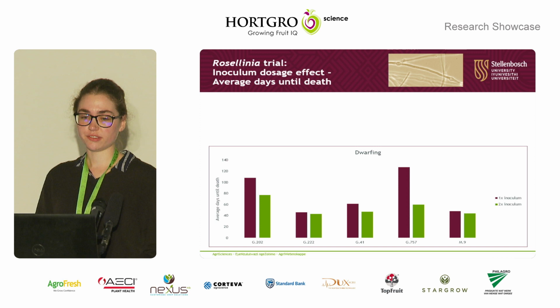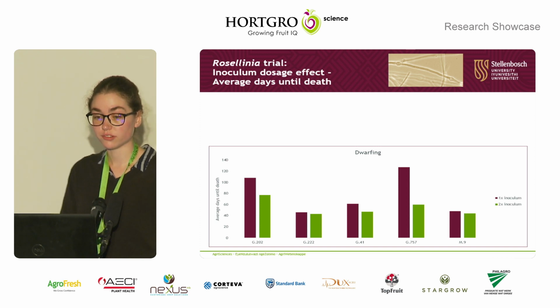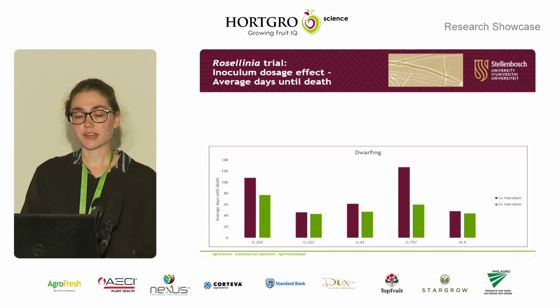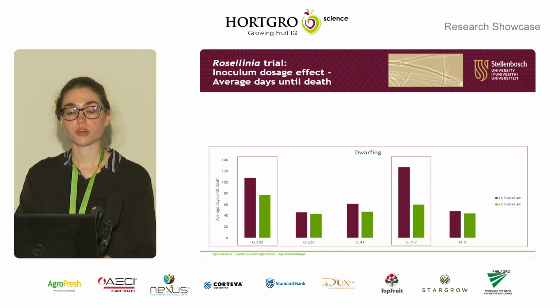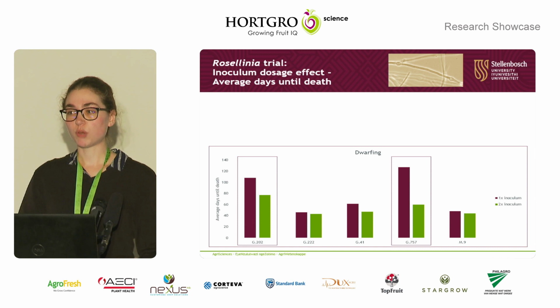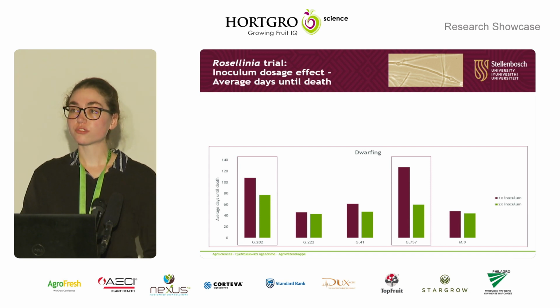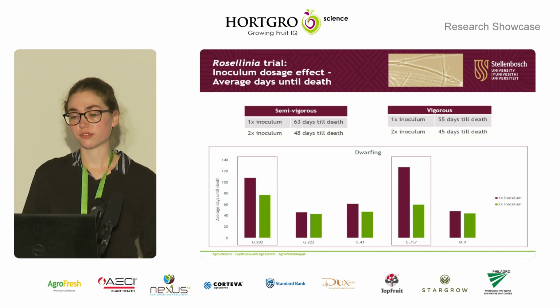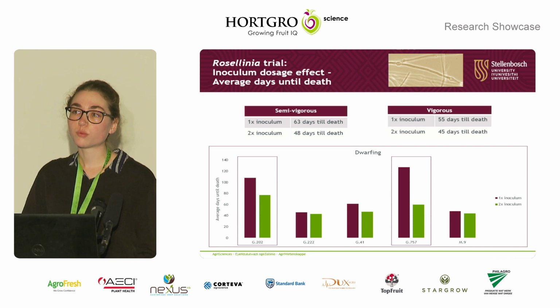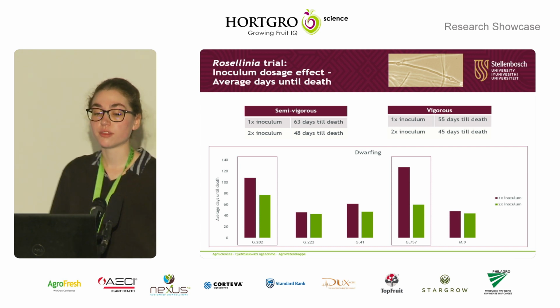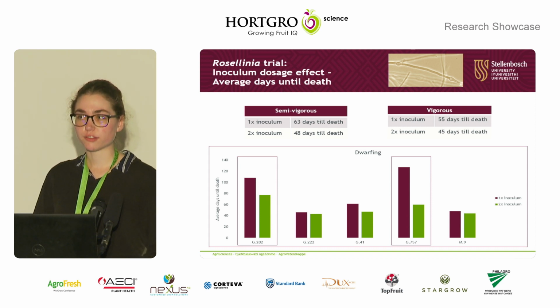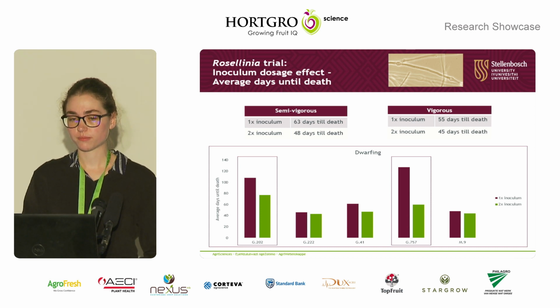This graph illustrates the effect of inoculum dosage on disease severity of the pathogen, and I'm highlighting G202 and G757 to show the delayed onset in plant death that was observed at the lower inoculum dosage, indicated by the maroon bars. Across all rootstocks and across all vigor classes tested, the similar trend was observed where at a high inoculum dosage, indicated in the green bars, more rapid onset of plant death occurred.